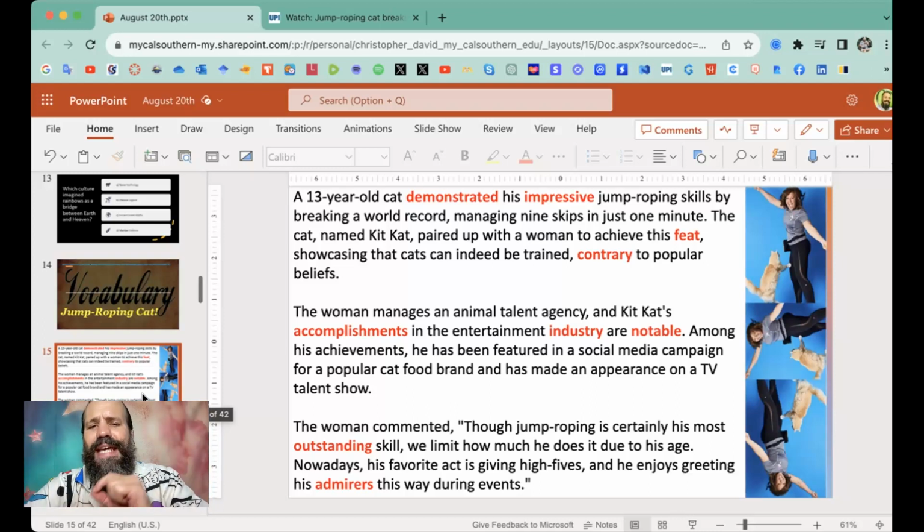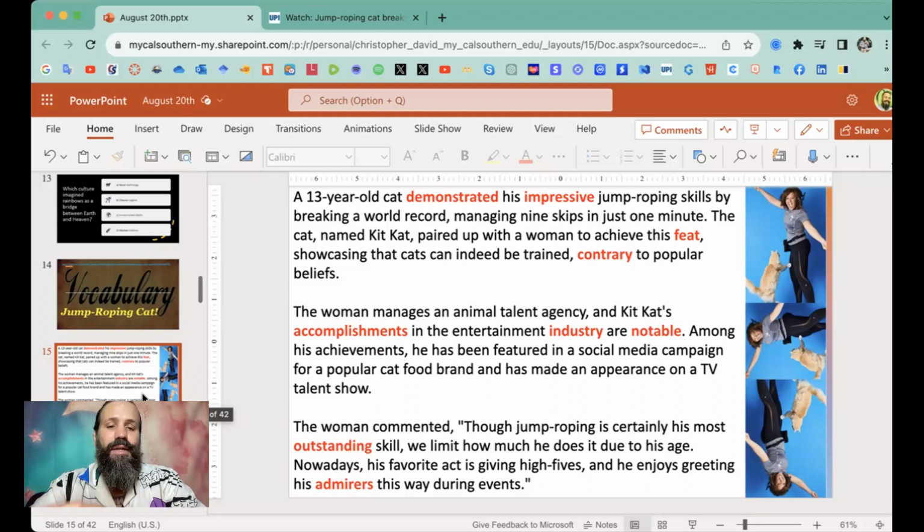A 13-year-old cat demonstrated his impressive jump roping skills by breaking a world record, managing 9 skips in just 1 minute. The cat, named Kit Kat, paired up with a woman to achieve this feat, showcasing that cats can indeed be trained, contrary to popular beliefs. The woman manages an animal talent agency, and Kit Kat's accomplishments in the entertainment industry are notable. Among his achievements, he has been featured in a social media campaign for a popular cat food brand and has made an appearance on a TV talent show.